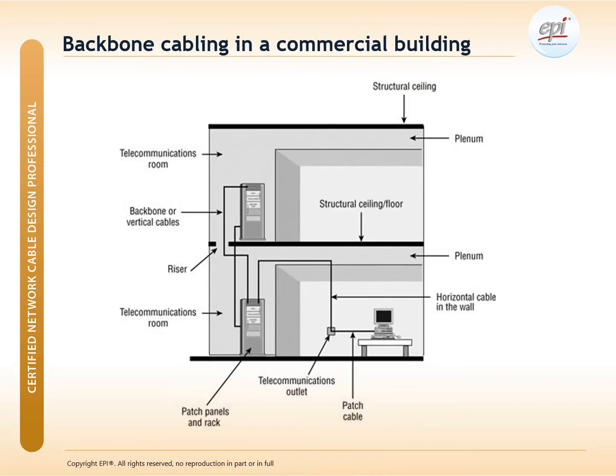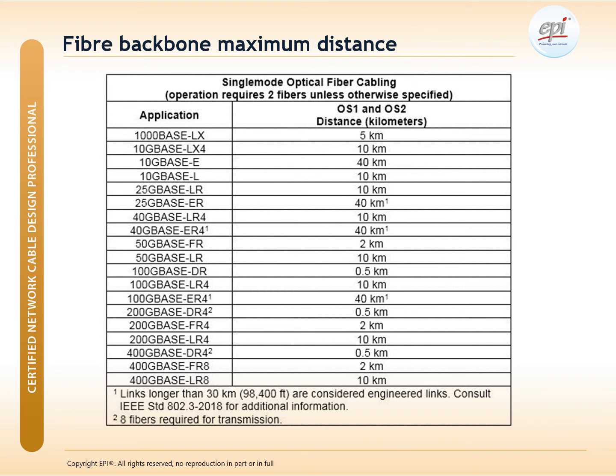So the backbone in a commercial building basically is the cabling segment to connect different floors. Or again, if you have a big building, of course you can connect from zone A to zone B. We still call them a backbone. This one is for the fiber. The previous one is for the copper.